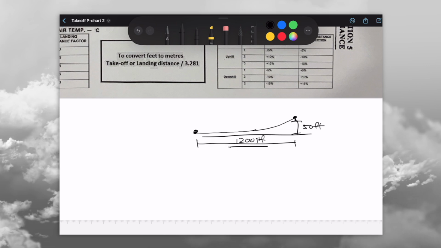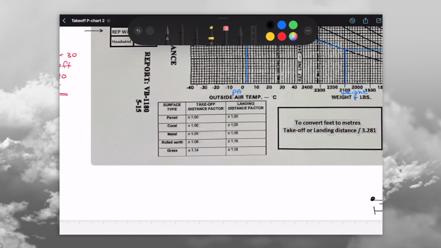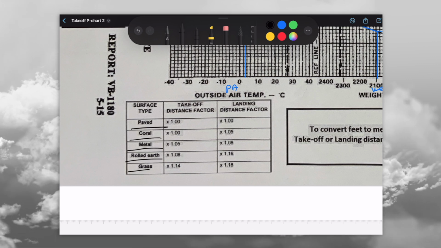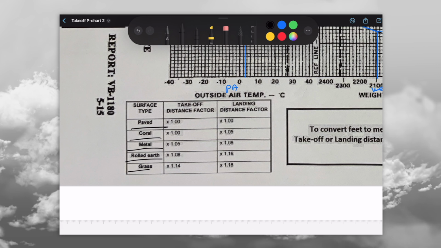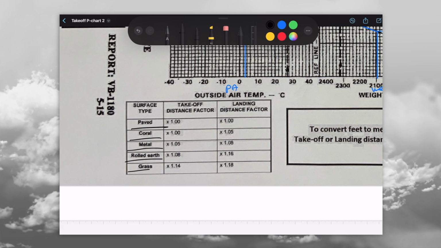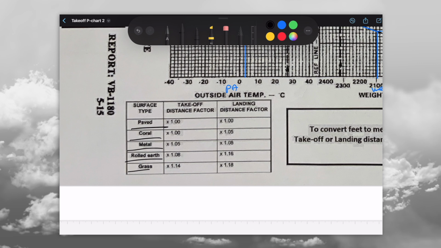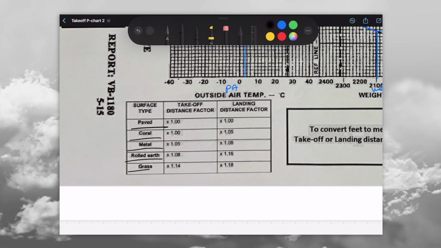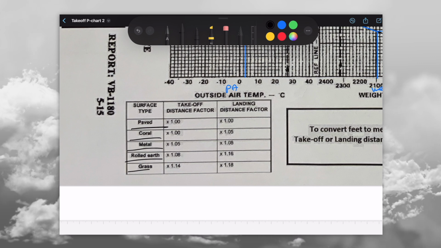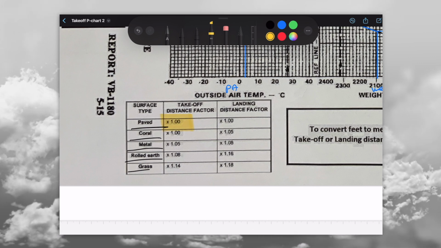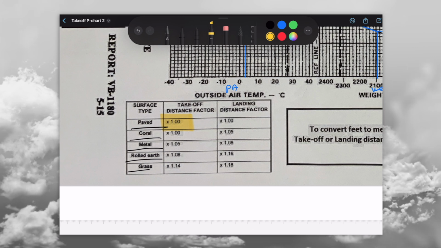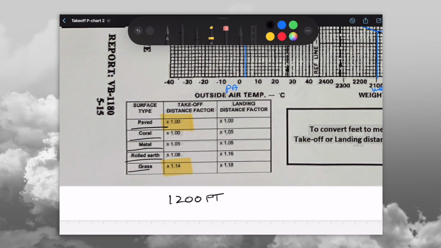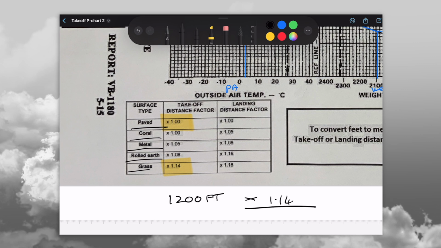So a few more things before we finish. We have surface types, so different runway... What would you call them? Surfaces. It's in the name actually. Different runway surfaces will also impact your takeoff performance. The runway I usually use is a paved runway, but if you're using a grass runway, you want to multiply your takeoff distance by 1.14.